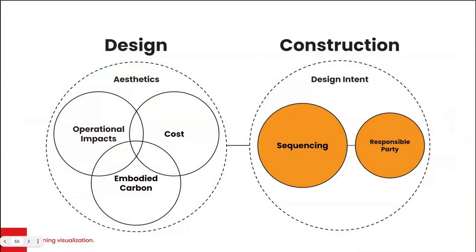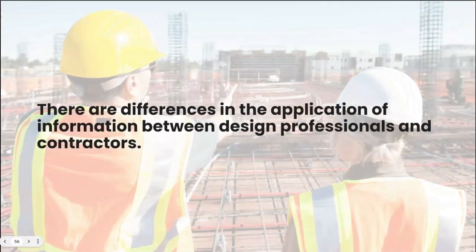So now let's shift our focus to the construction phase, particularly sequencing and responsible parties. These elements are crucial for turning our designs into reality. And it's important to note that while we've covered several key areas, these are all just examples. There are many other factors to consider, and moreover, there are significant differences in how this information is applied between design professionals and contractors. So really understanding these differences is key to communicating.